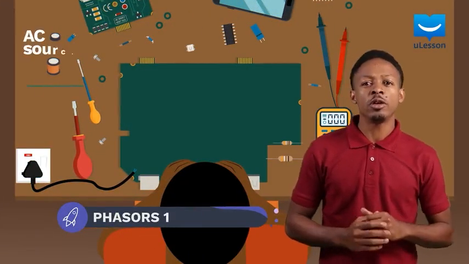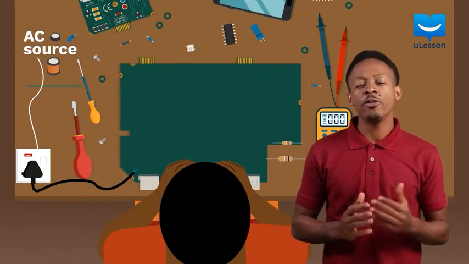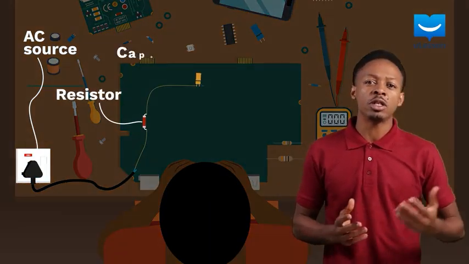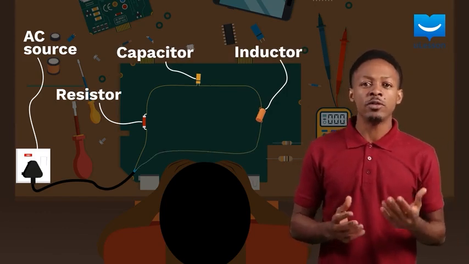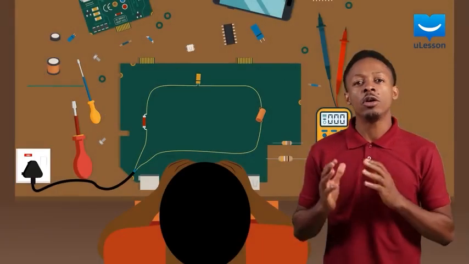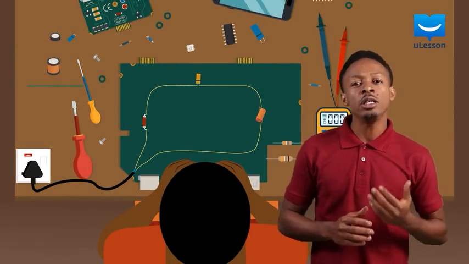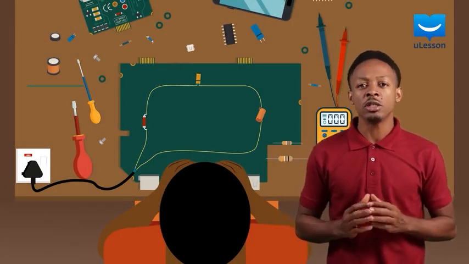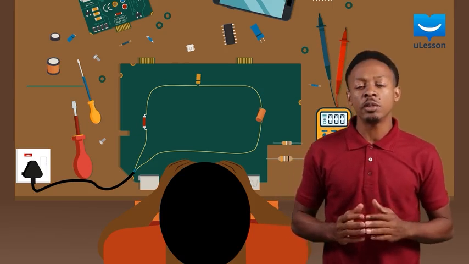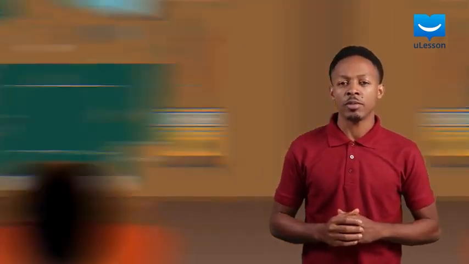Welcome, guys. In our previous lessons on AC circuits, we learned about alternating current and voltage and how they are influenced by the presence of resistors, capacitors, or inductors. To further understand the effects of these circuit elements on alternating current and how these elements interact with each other in the presence of alternating current, we will introduce the concept of phasor diagrams.